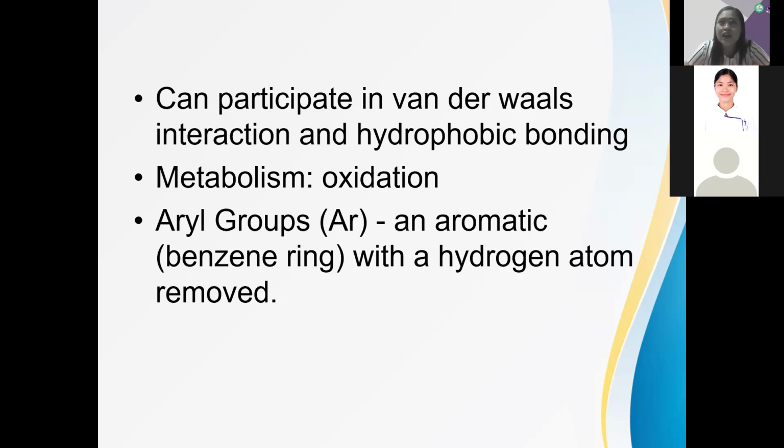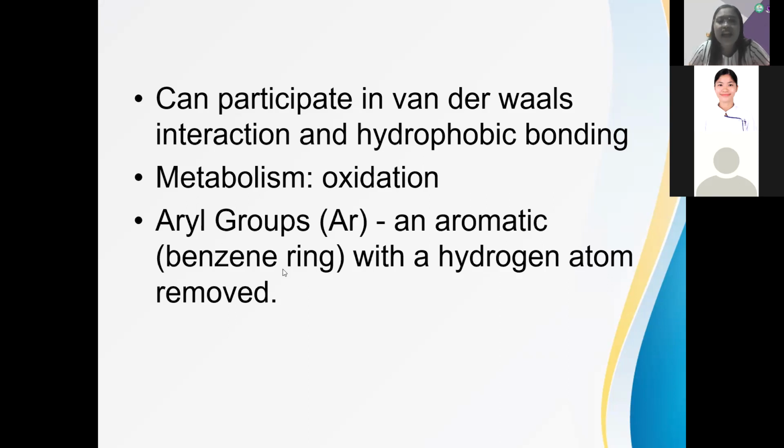Next, alkanes or even the alkyl groups can also be oxidized. So yung metabolism nila inside our body involves oxidation. That's how we eliminate or metabolize our alkanes. By the way, if alkane tapos nakuha na minusan ng isang hydrogen, we call that alkyl group.